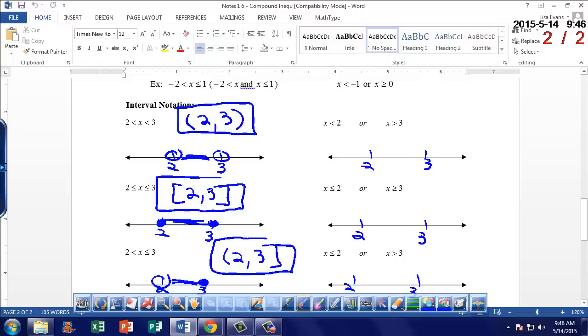Okay, now ors, our graphs are going to the outsides. So we have open circle, arrow to the left, open circle, arrow to the right, and then we have closed circle, closed circle. Now these are a little bit different because we have a break in our graph. We have something or we have something else. So let me show you what I'm talking about.